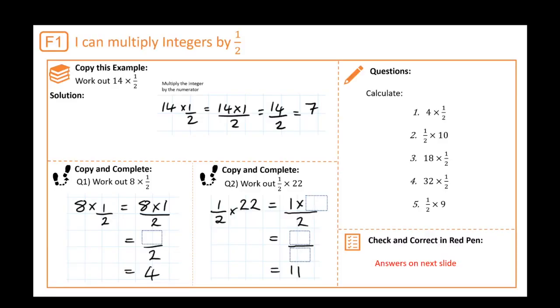The skills in F1 and F2 are multiplying integers by a half or by a quarter. You'll now watch a 2-minute explanation. There's no need to make notes because the worked examples are on the slides alongside the questions.